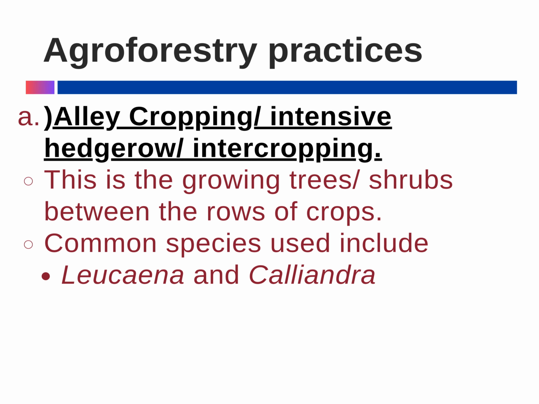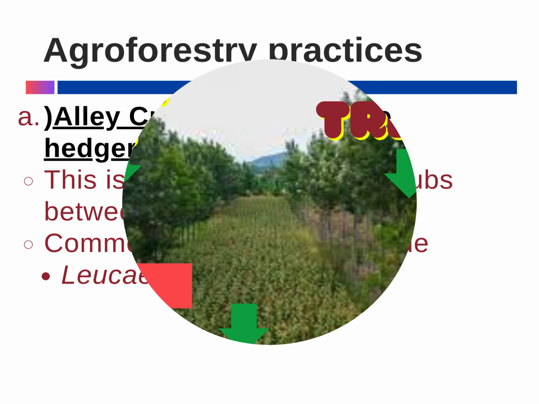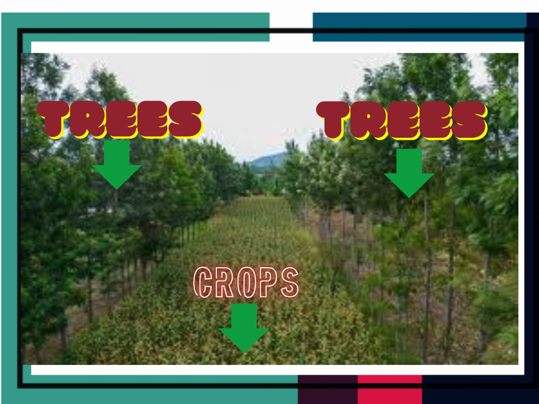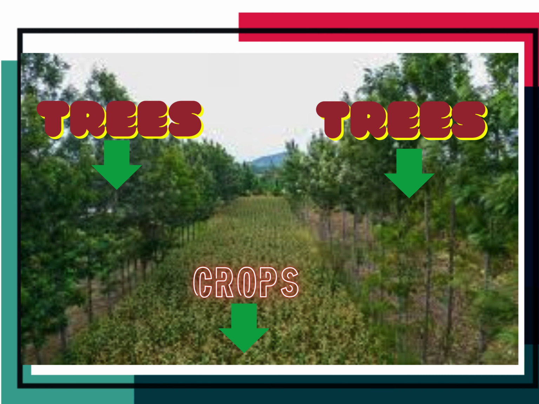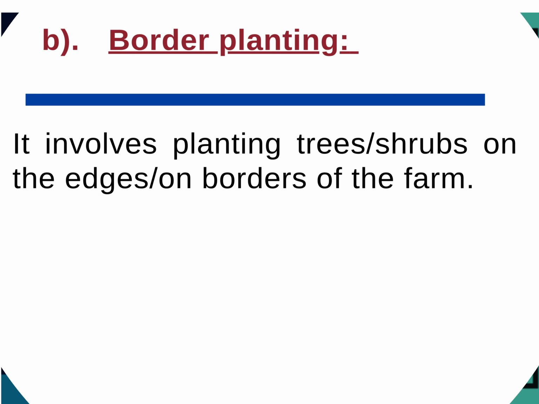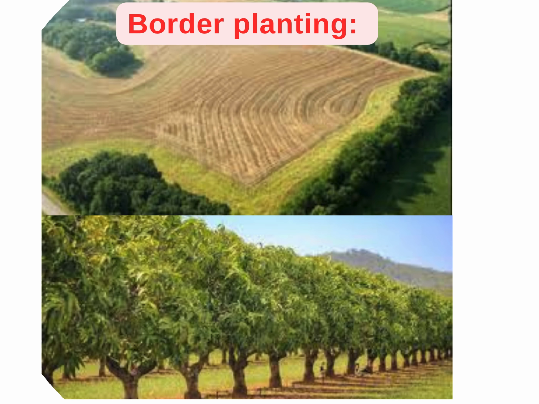Agroforestry practices. A. Alley cropping, intensive hedgerow, intercropping. This is the growing of trees, shrubs between the rows of crops. Common species used include Leucaena and Calliandra. The diagram below shows alley cropping as one of agroforestry practice we do in agriculture. I give you some time to check on it. B. Border planting. It involves planting trees, shrubs on the edges, on borders of the farm. Check on border planting diagrams.